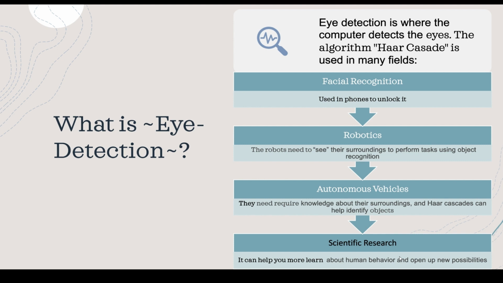Robotics. Robots need to see their surroundings to perform the task using object recognition. Autonomous vehicles. So now they need to require knowledge about their surroundings. And Haar Cascade can help identify objects such as pedestrians, signals, and traffic lights. Scientific research. It can help you learn more about human behavior and open up new possibilities.